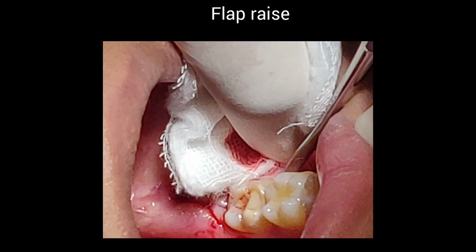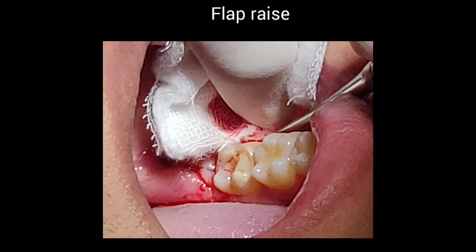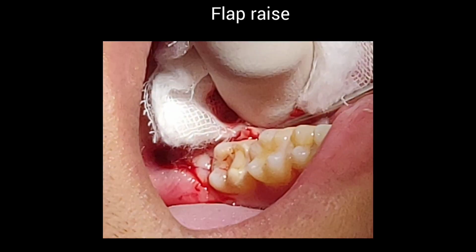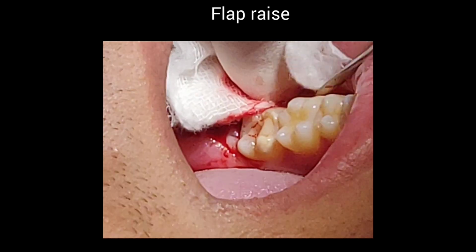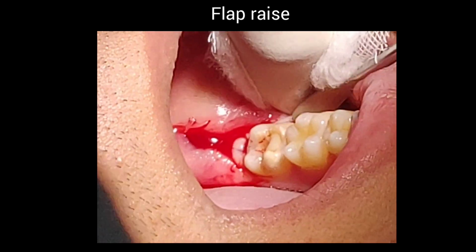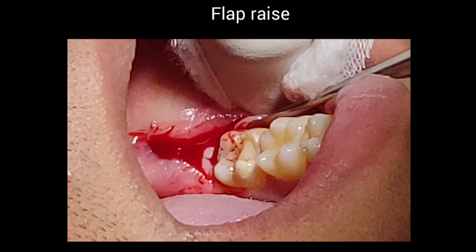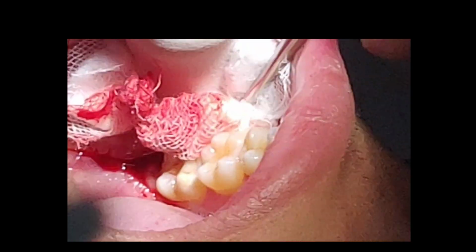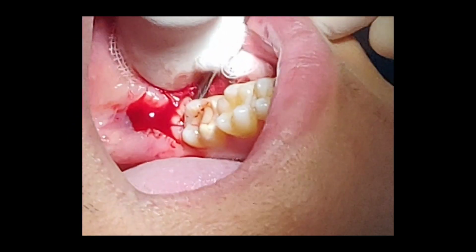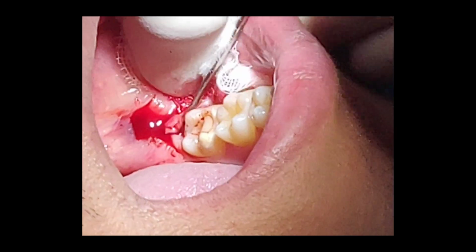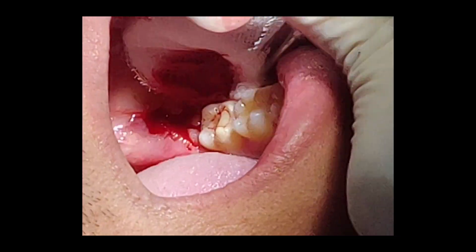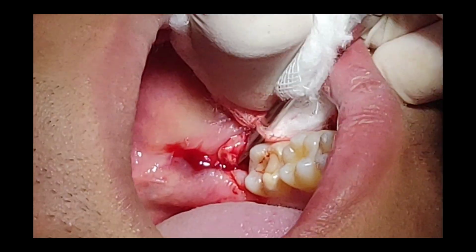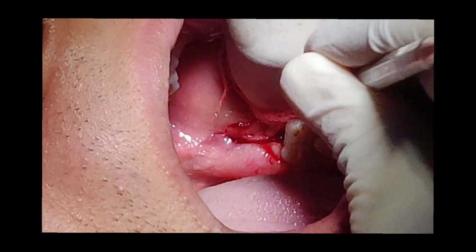After the incision, the flap is raised using a periosteal elevator, starting from 36 to 37 and then progressing towards the distal side to expose the entire bone. This being a completely bony impaction, we'll have to handle the bone removal first, followed by the crown or root sectioning. So the flap is being raised.